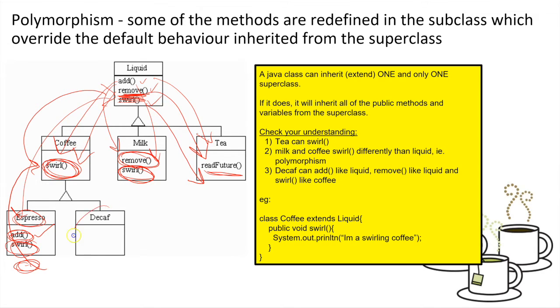Now, decaf, if I call decaf swirl, what is it going to execute? So it looks upwards. The first swirl that it finds, which is defined in coffee, is the one that it uses. It doesn't use the liquid swirl, it uses the first one that it finds.